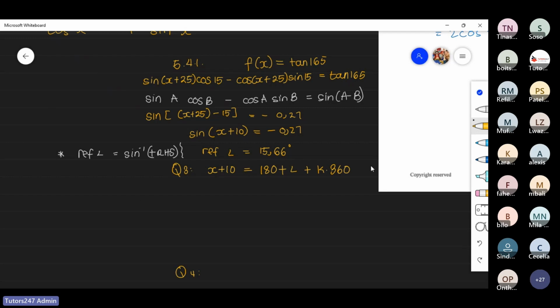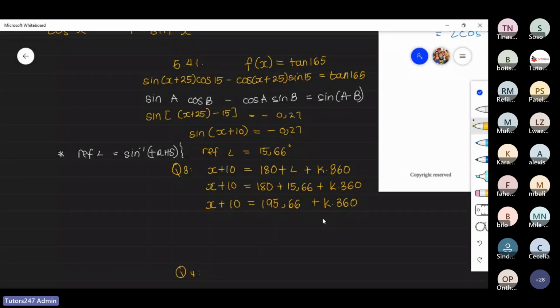Now let's proceed with this. This angle here is with reference to our reference angle. That angle means the reference angle. We are substituting the reference angle within that position. Please take note of that. Now let us proceed. Our reference angle is 15,66 plus k times 360. From there, we can add up what is 180 plus 15.66. That gives us 195,66 plus k times 360.